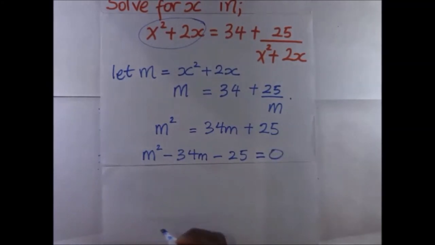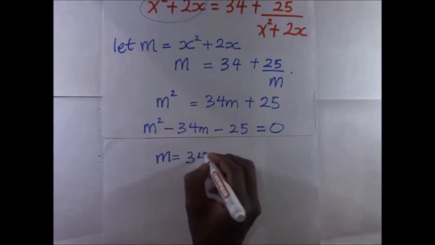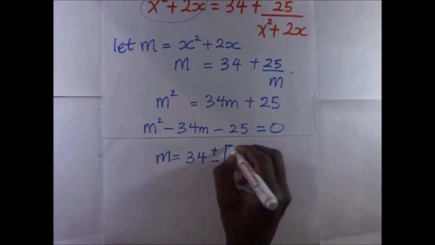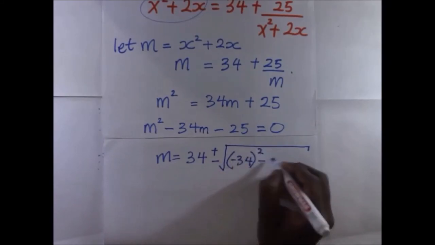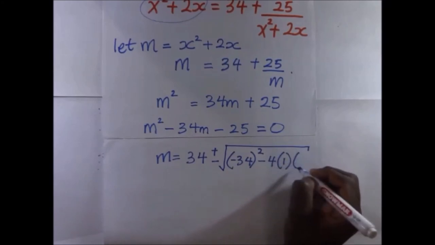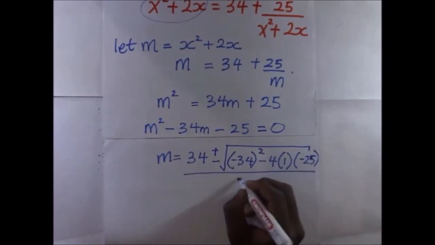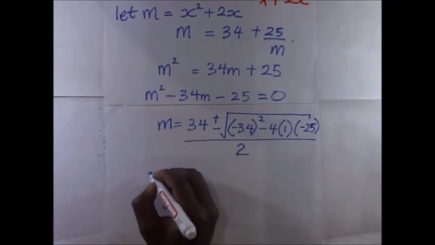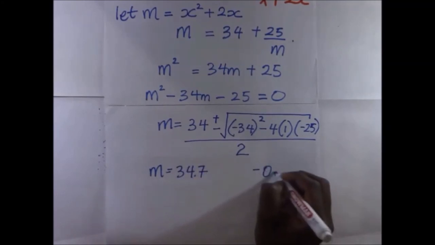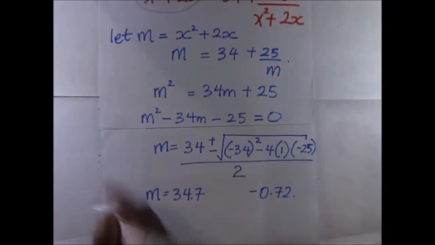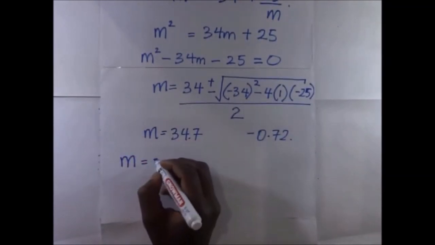So when all that is equal to 0, then solving for the value of m, m is going to be equal to 34 plus or minus 34 squared minus 4ab. This is a is 1 and b is negative 25. All that, divide that by 2. So from here, our value of m is either going to be 34.7, or our value of m is going to be negative 0.72. But now remember, our m is going to be x squared plus 2x.